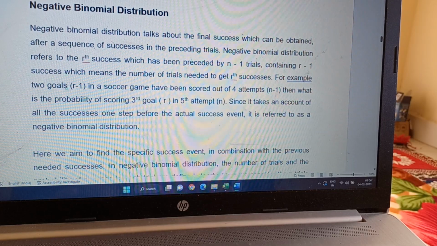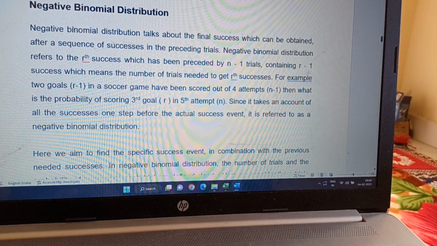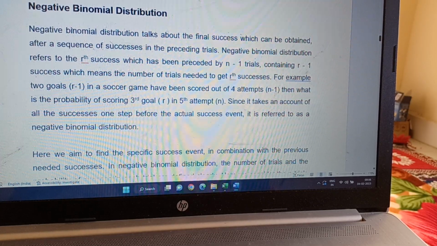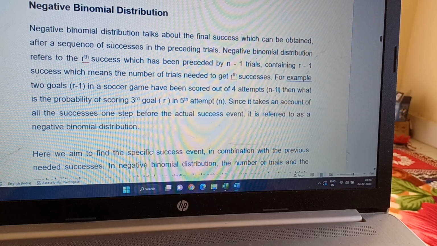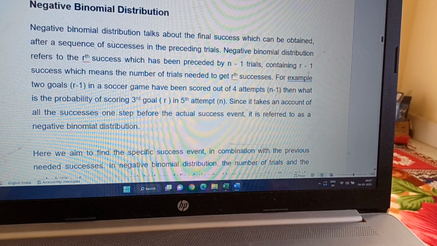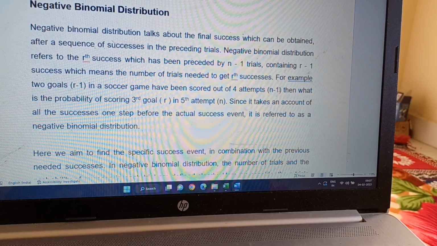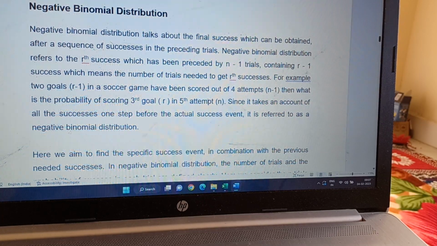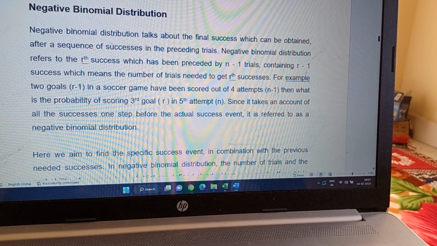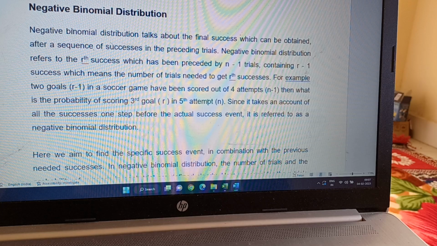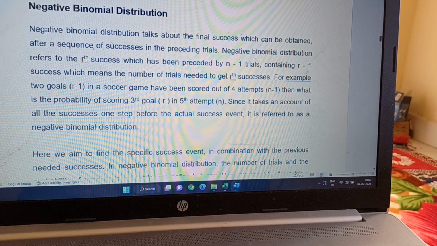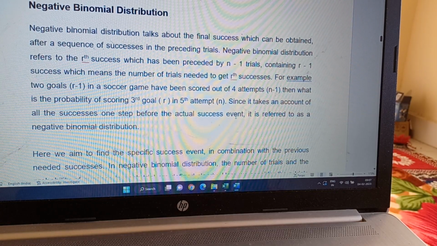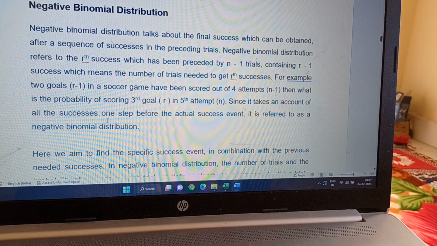So for example, 2 goals in a soccer game have been scored out of 4 attempts by a team. Then the question will be: 4 attempts means there are n minus 1 attempts. So out of 4 attempts, 2 goals were hit and 2 attempts were wasted. Then what is the probability of scoring the third goal in the fifth attempt? So next time if they get an opportunity, will they convert it into a goal or not? That is the question. Since it takes into account all the successes one step before the actual success event, it is referred to as a negative binomial distribution.